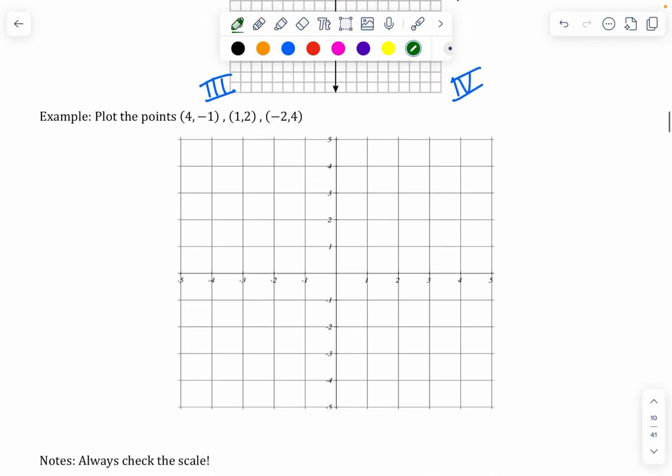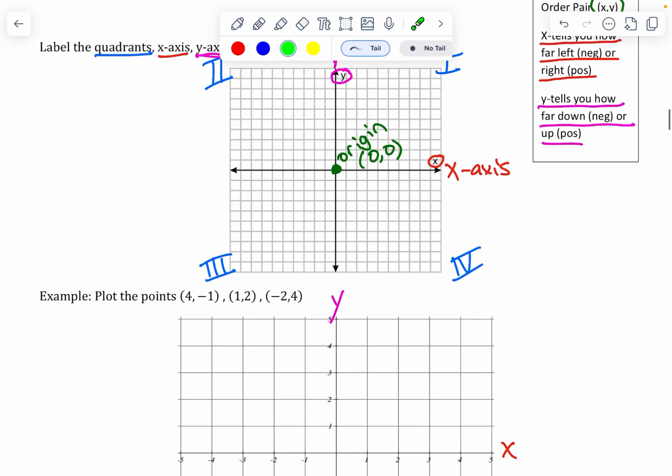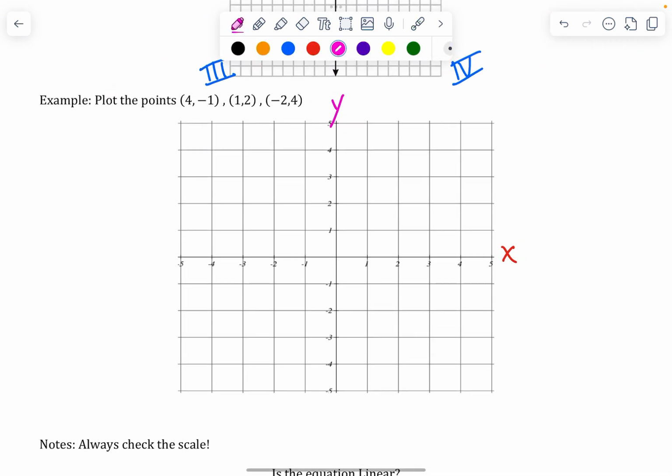So when we look at the next example, it asks us to plot these points. When we're plotting these points, our x-axis is going to run left and right. Our y-axis is going to run up and down. And if we look up here, x always tells us how far left or right we go. Left is going to be a negative number, right is going to be a positive number, and then y tells us how far down for negative or up for positive. So we're going to use those rules when we plot these points.